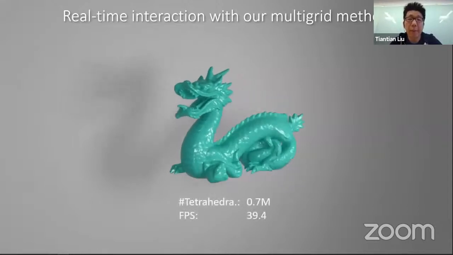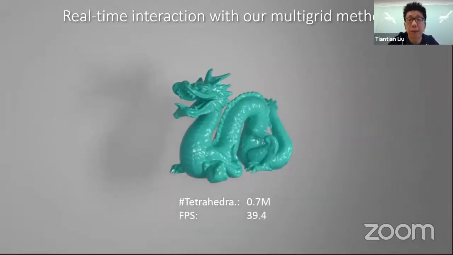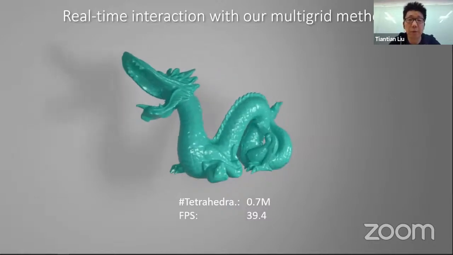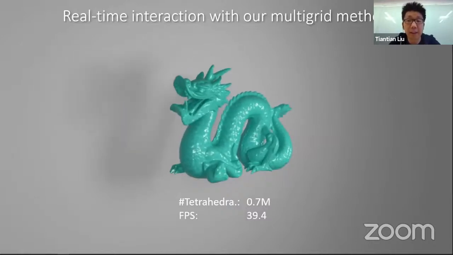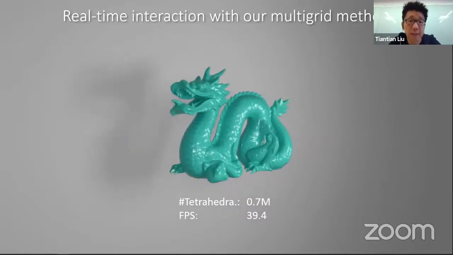With our method as the backbone of the linear solve, we can also interact with a deformable dragon with 0.1 million elements at around 40 frames per second.